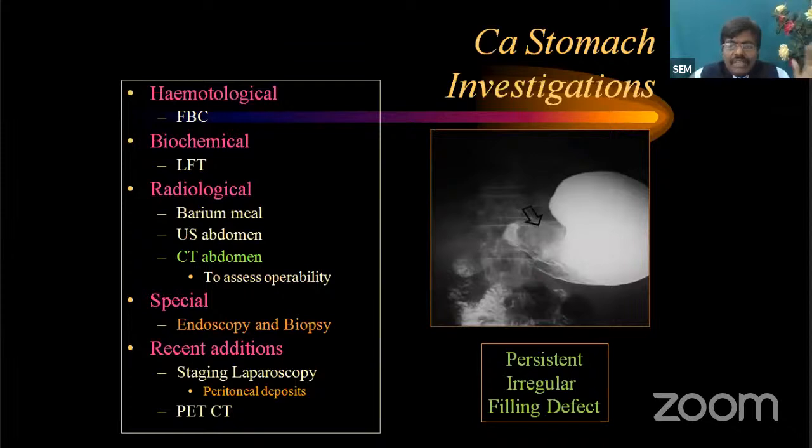Liver function test. In every CA stomach patient, I do a liver function test. We look for abnormal SGOT, SGPT and bilirubin. If the bilirubin is high, and SGPT and SGOT are high, that means it is an infiltrative liver disease because of secondaries.